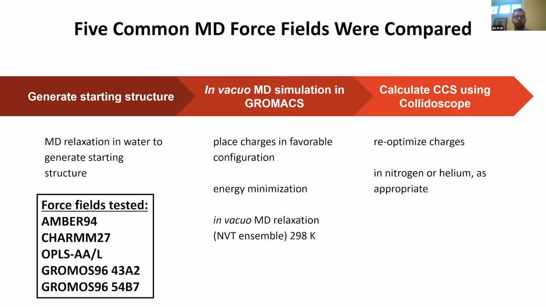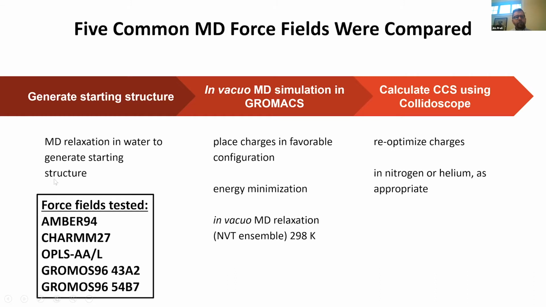To try to get at what exactly is going on with these ions, we took an approach where we looked at 5 different commonly used molecular dynamics force fields. These are force fields that anyone can access and that have often been used in ion mobility mass spectrometry, but have rarely been compared one against another.